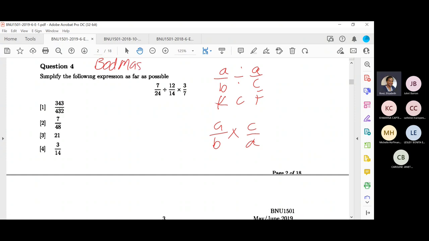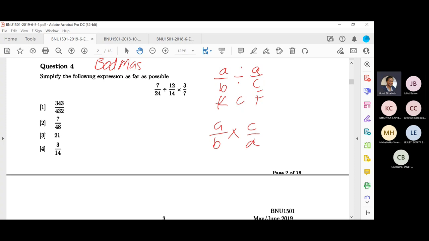Division and multiplication have the same priorities. If you have an equation that has division and multiplication together, you just apply it from left to right. So let's say, for example, this is the equation that we are looking at. You can see that the equation has a division and a multiplication. Remember now, there are three fractions.